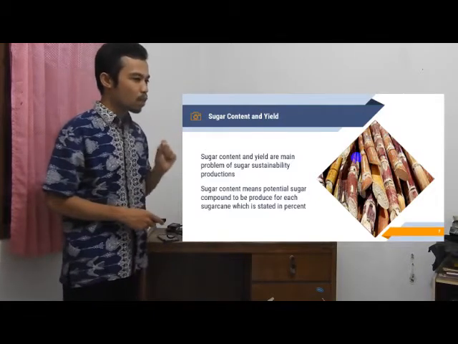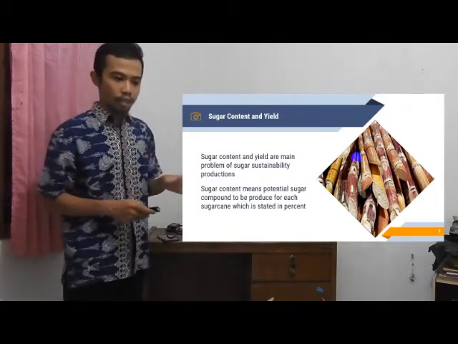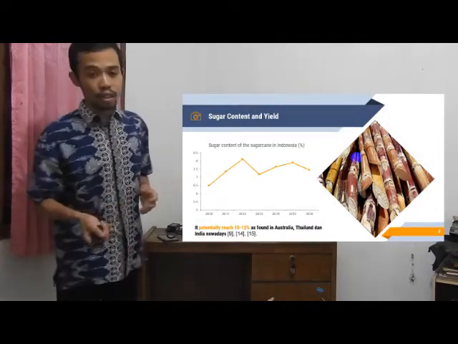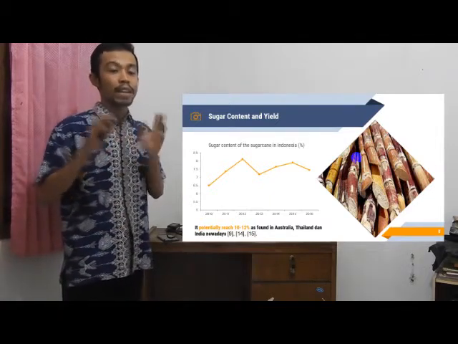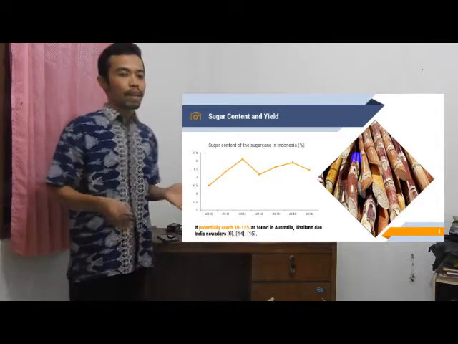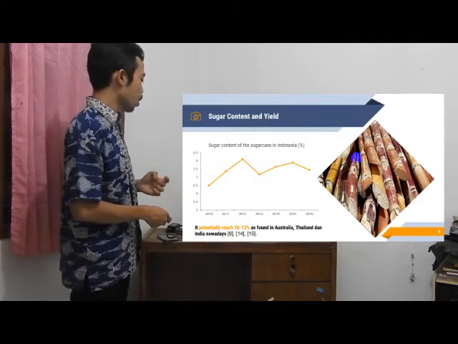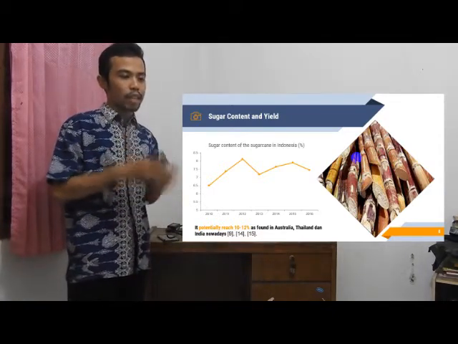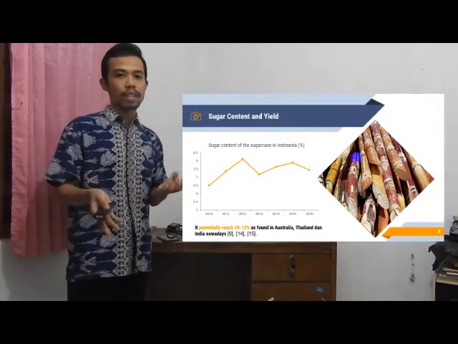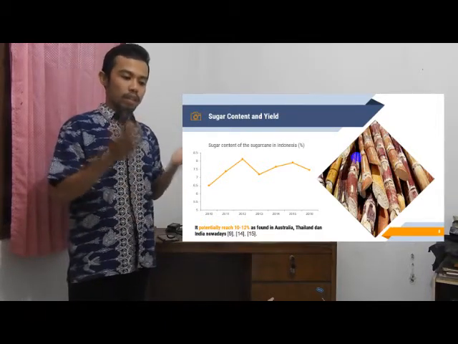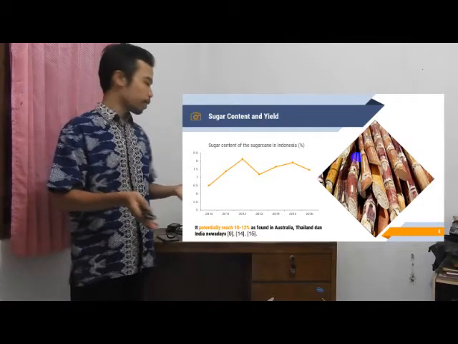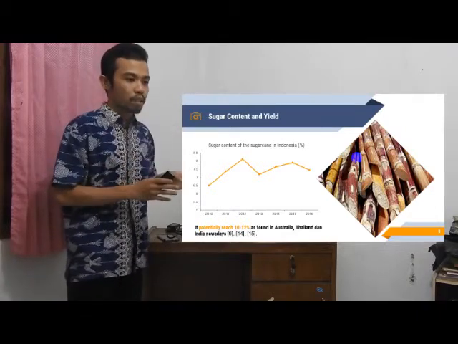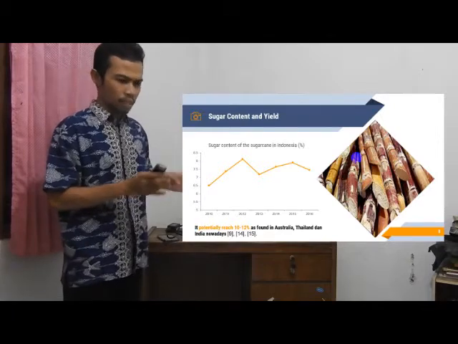This is the main problem of the sugar industry in Indonesia, because the data show that Indonesian sugar content is only about 6 to 8%, but it is possible to increase. Many researchers have found that Indonesian sugar cane has the potential to reach about 10 to 12%, as found in Australia, India, and Japan. This is our opportunity to improve the sugar content through business intelligence and optimization. I think this is very interesting.